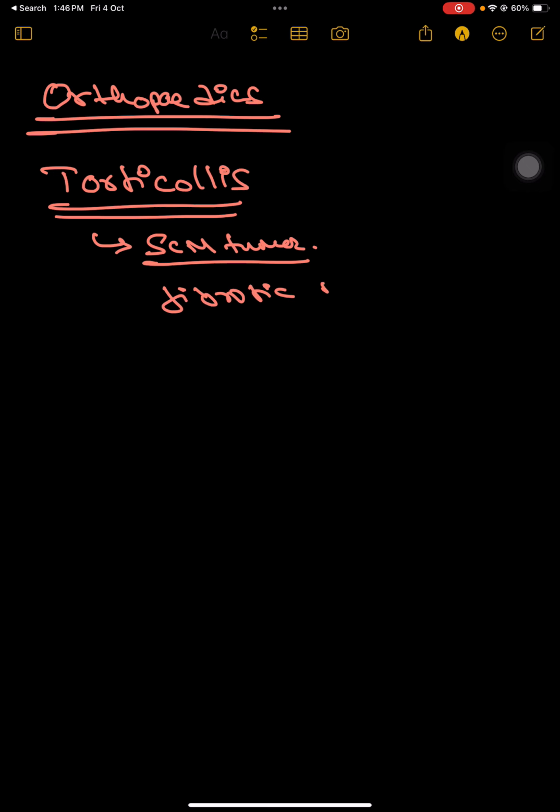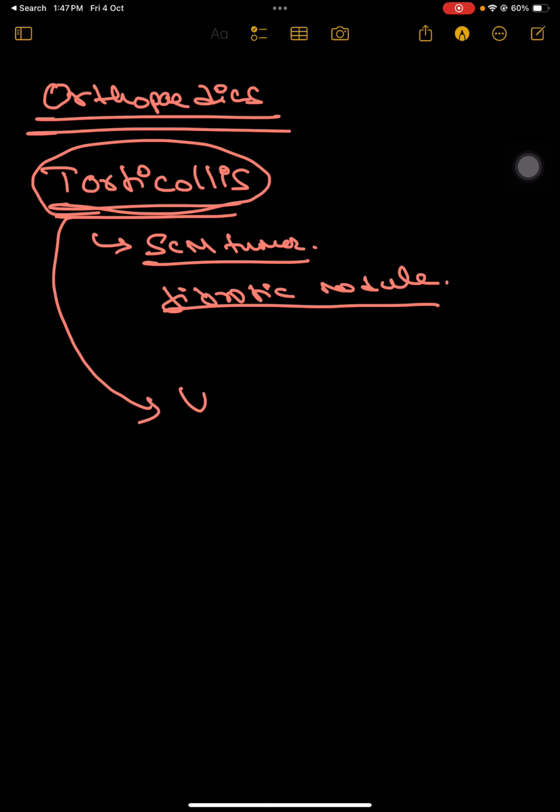So in this lecture series, we are going to learn about torticollis. Torticollis basically means SCM tumor. Okay, but this is not actually a tumor. It's actually a fibrotic nodule, which is present in the sternocleidomastoid. Now, whenever you learn about torticollis, the most important thing that you need to remember is that this is also known as wry neck.